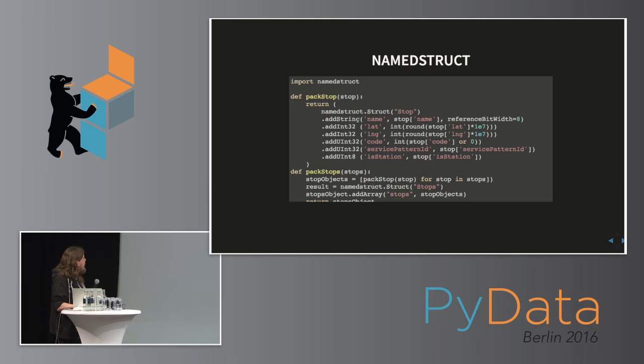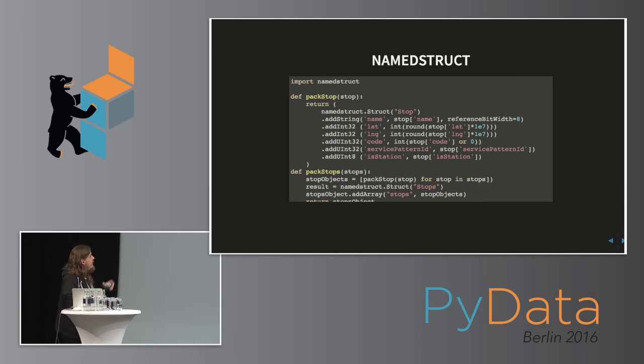I'm also using chaining. This is also very not Pythonic. But you don't have to use chaining. You can also just create the struct object and then add a value to it. So every time I say add string, that's the type, that's the string, I give it a name, which is called name in this case. I give it a value, which is basically the value of the stop, and then here, well, what's this reference bit width? That's my idea of having complete control over my bits.